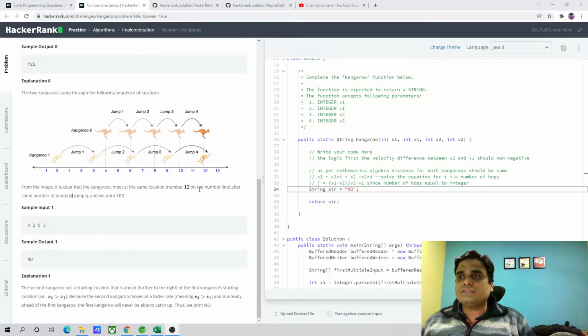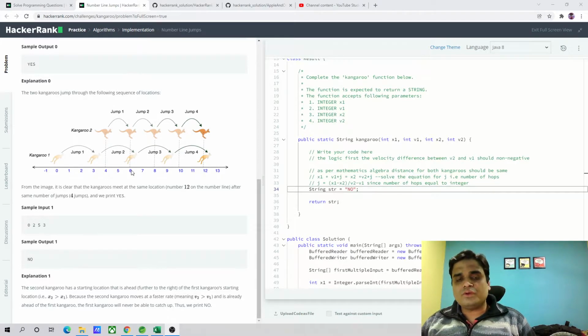If you consider this x-axis, you see at the value 6 both the kangaroos are meeting, but they are not meeting at 4 or 3, where they are at different positions. So we can say that after some number of jumps, both kangaroos can land on the same point on the x-axis. This is the gist of the problem statement.